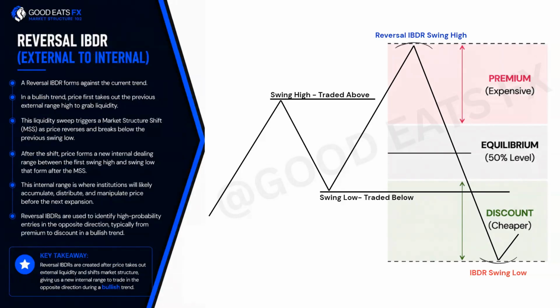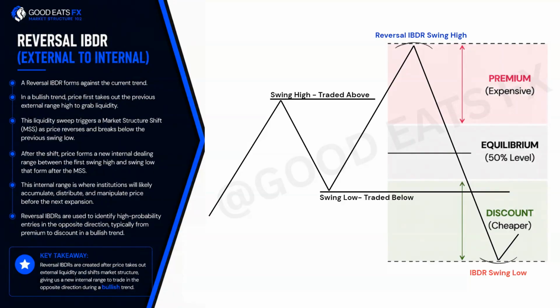And here's some notes for you on reversal IBDRs. A reversal IBDR forms against the current trend. In a bullish trend, price first takes out the previous external range high to grab liquidity. This liquidity sweep triggers a market structure shift as price reverses and breaks below the previous swing low. After the shift, price forms a new internal dealing range between the first swing high and the swing low that formed after the market structure shift.